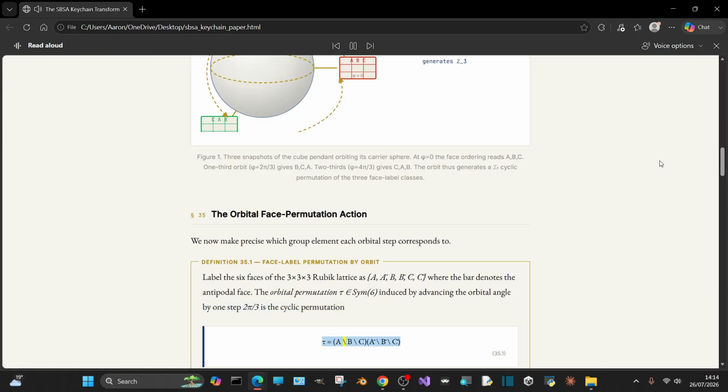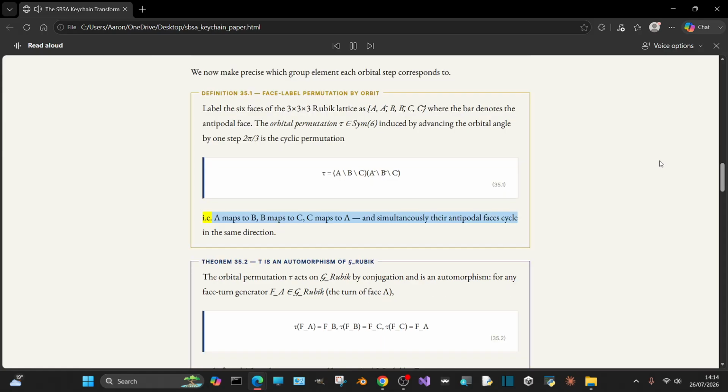Tau equals (A B C), 35.1, i.e. A maps to B, B maps to C, C maps to A, and simultaneously their antipodal faces cycle in the same direction. Theorem 35.2. Tau is an automorphism of G_Rubik.